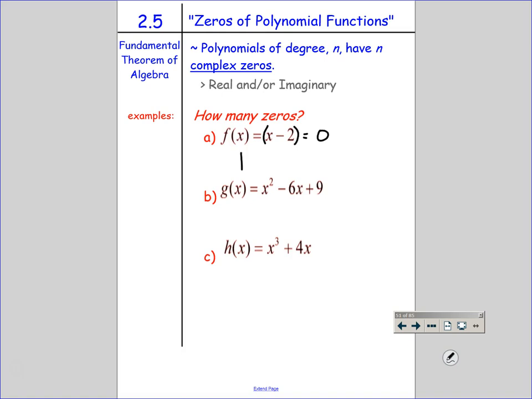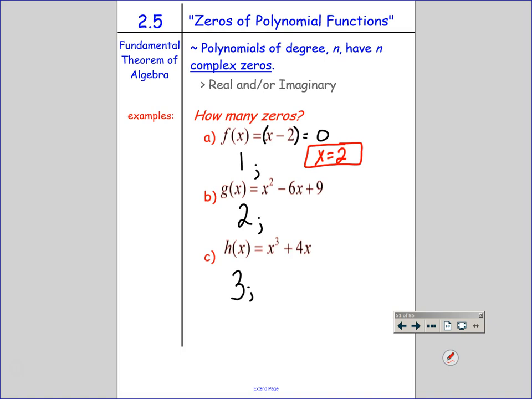How about letter B? How many zeros? 2. How about letter C? How many zeros? 3. That's what we would hypothesize, right? But be careful. The question is not the maximum number of zeros. It says how many. So maybe we should do what Emma was doing. Weren't you starting to solve it? What is the zero for letter A? 2. Was there 1? Yep.